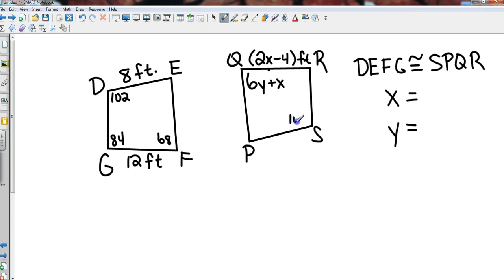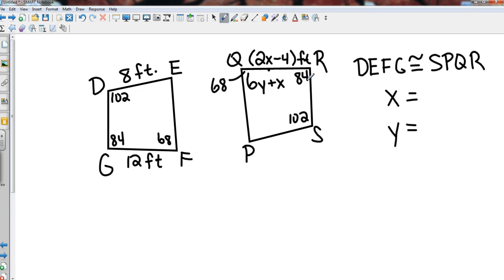I'm just going to fill in things that I know. E and P are the same. So those are unknowns right now. We'll know those here in a minute. F and Q are the same. So F is 68. Q is 68. And then G and R are the same thing. So G is 84 and R is 84.